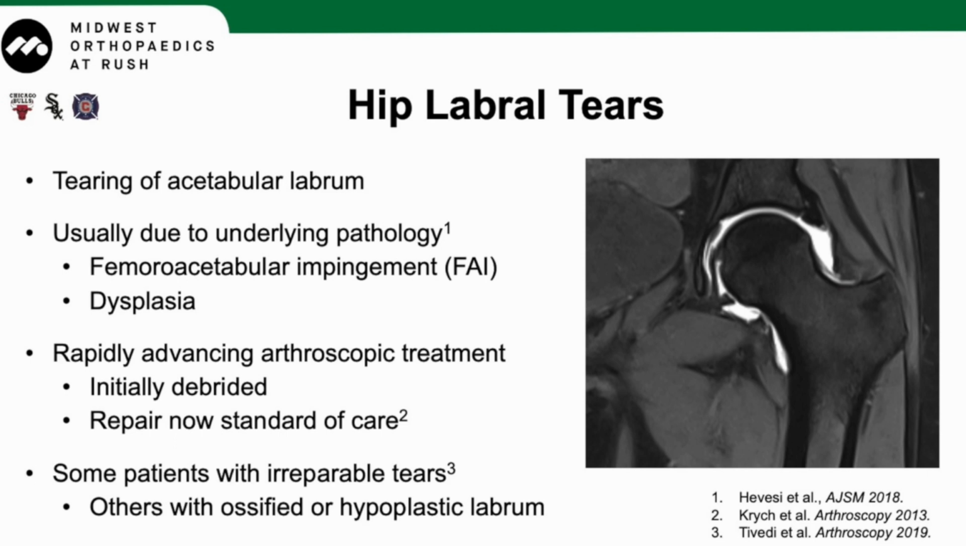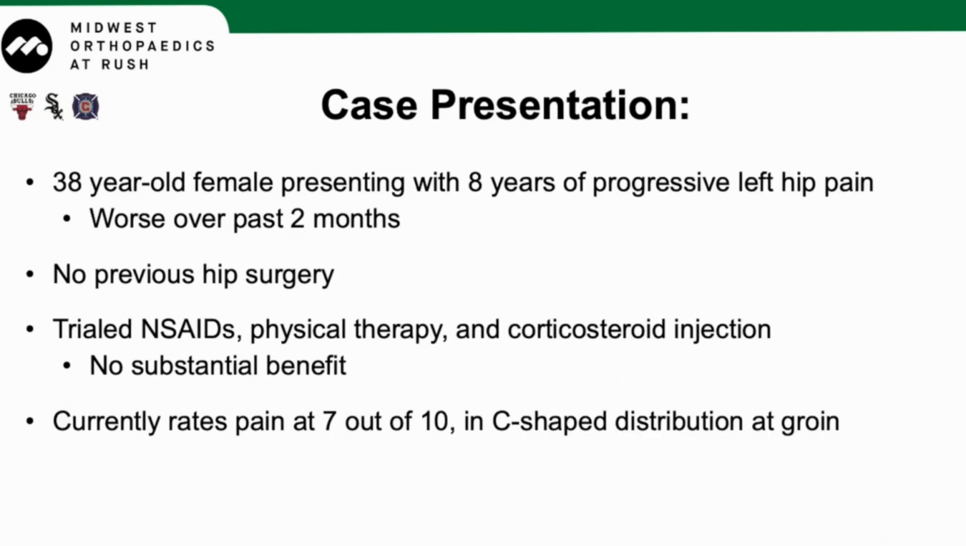of the present video. Our case involves a 38-year-old female presenting with 8 years of progressive left hip pain, which has become worse over the course of the past 2 months. She has no previous history of hip surgery and has trialed non-steroidal anti-inflammatory medications, physical therapy, and a corticosteroid injection without substantial sustained benefit. She currently rates her pain at a 7 out of 10 and describes this in a C-shaped distribution about her groin.